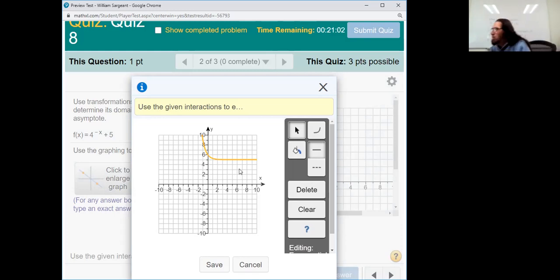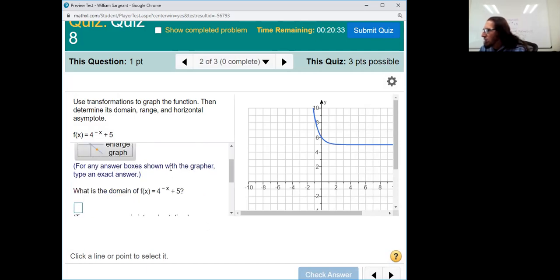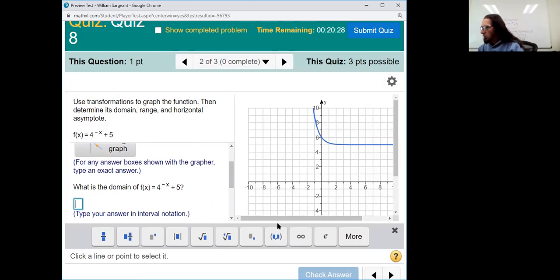Not only is that showing me (0, 6) right here, it's showing me (-1, 9) right here. And it'll be tough to tell, but (1, 5.25). It's hard to tell if it's going through 5 or a little bit above it, but the other two look good. And just so you can have confidence that I have put in the right answer, I'll quickly answer the domain. It's always negative infinity to infinity for an exponential function.